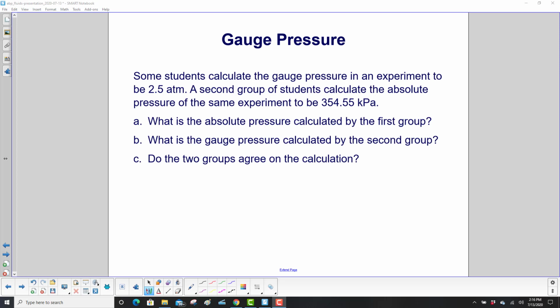Some students calculate the gauge pressure in an experiment to be 2.5 atmospheres. A second group of students calculate the absolute pressure of the same experiment to be 354.55 kilopascals. What is the absolute pressure calculated by the first group? What is the gauge pressure calculated by the second group? Do the two groups agree on the calculation?